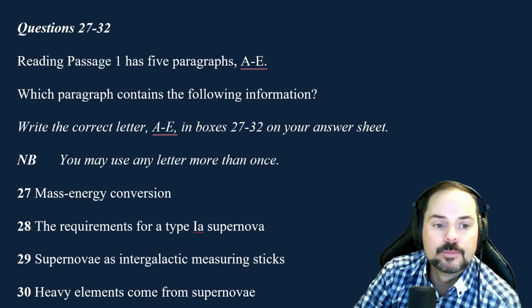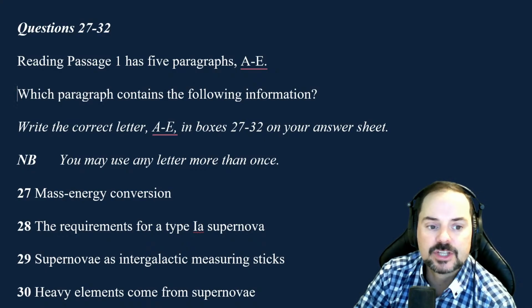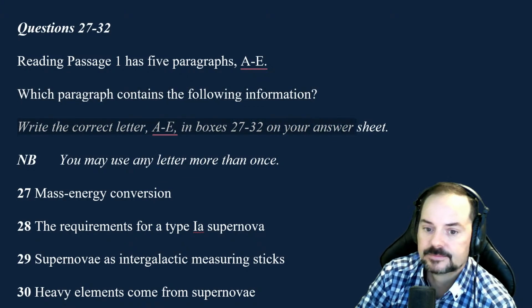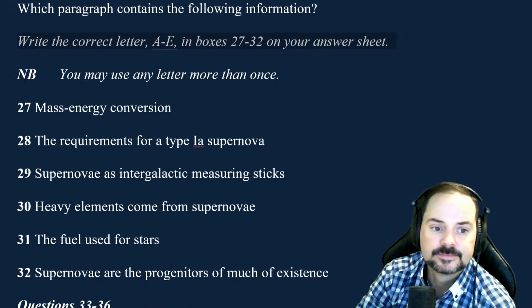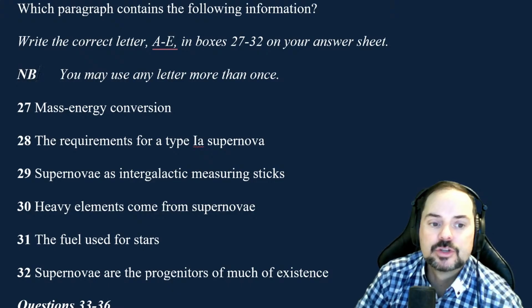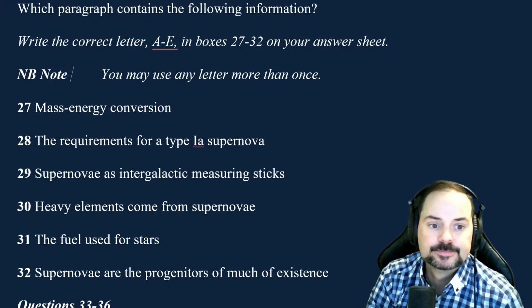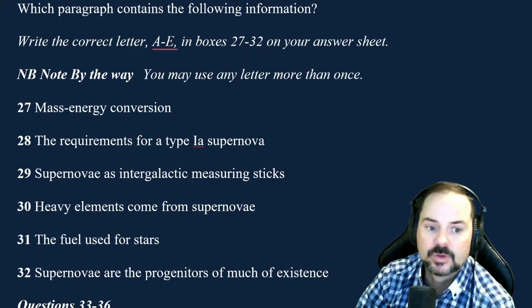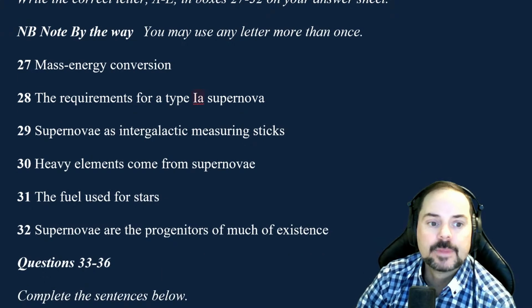Okay, here, just read this question for me. Which paragraph contains the following information? Write the correct letter A to E in boxes 27 to 32 on your answer sheet. NB. What's NB? NB means note well, not by the way. You may use any letters more than once. Okay. All right. So, read number 27 for me.